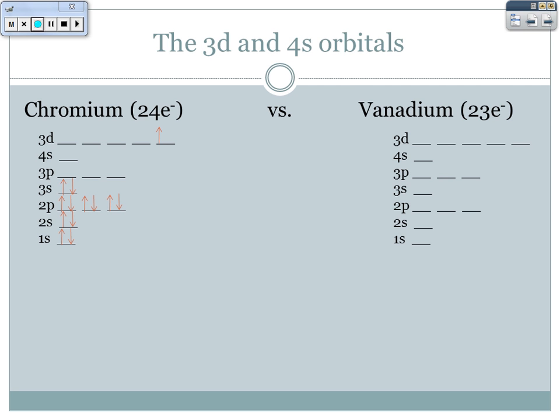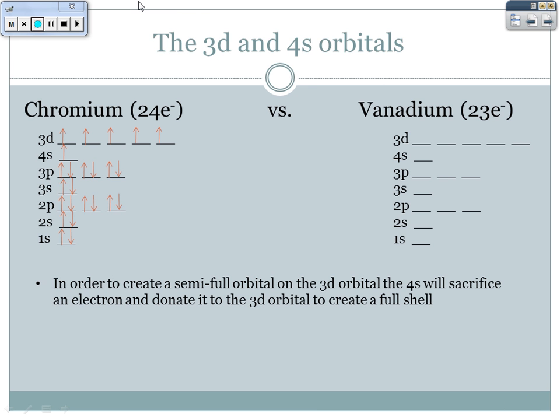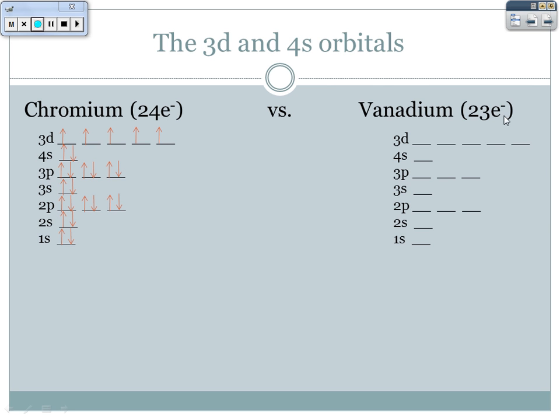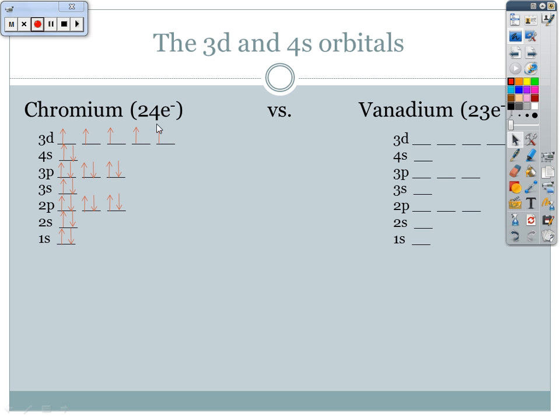And then we fill the 3s, then the 3p. Okay, so now we're at 2, 4, 6, 8, 10, 12, 14, 16, 18. That's going to give us 20. And then we get 21, 22, 23, 24, 25. Oh, man alive. So at 24, we don't have this electron there. And the electron is, in fact, in the 4s. So I'm going to draw a squiggle mark over this because it's not here.